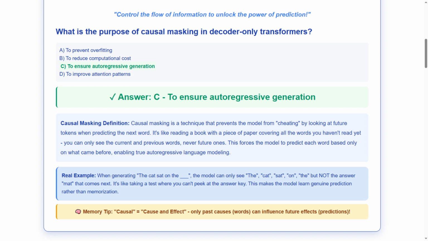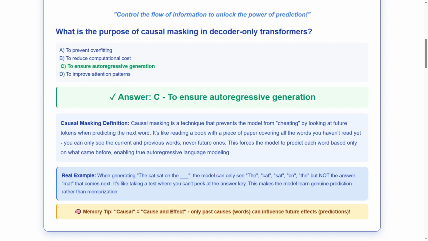The layman explanation shows us this works like taking a test where you can't peek at the answer key. When generating "the cat sat on the blank," the model can only see "the cat sat on the" but never the answer "mat" that comes next. This makes the model learn genuine prediction rather than memorization. This teaches honest word prediction.